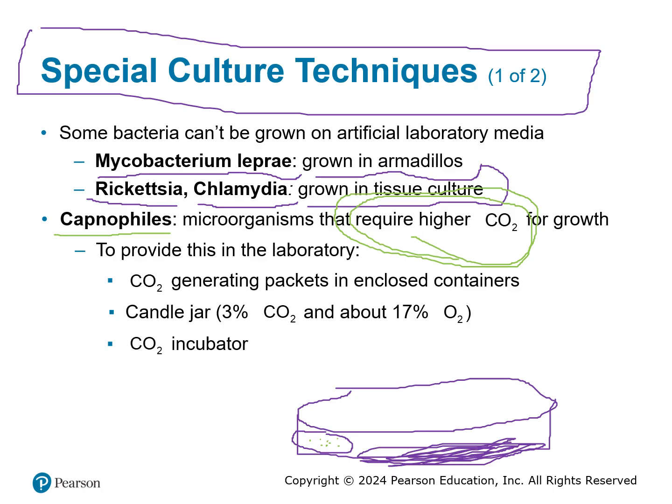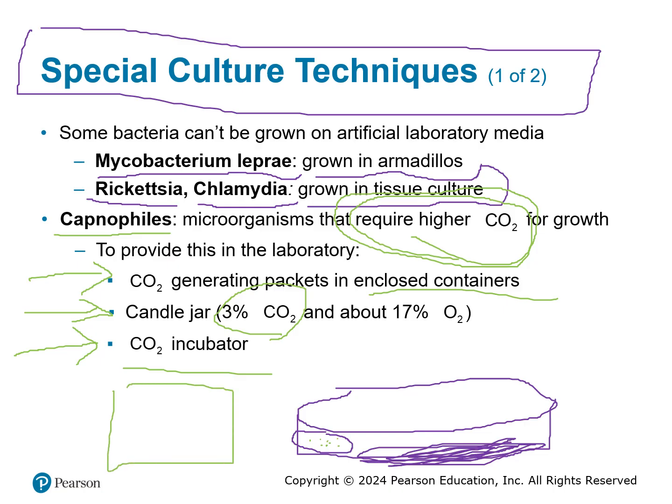All right, so again, there's a couple different ways we can do this. We can put a CO2 generating packet in an enclosed container. You can use a candle jar and actually burn a candle, and it's kind of the old-fashioned way. It's going to make CO2. And then you can also use a CO2 incubator that we saw in that previous slide, or it can just be a box that has a bottle with CO2, a tube with CO2 going into the enclosed little chamber, and then you're going to keep your bacteria in there.